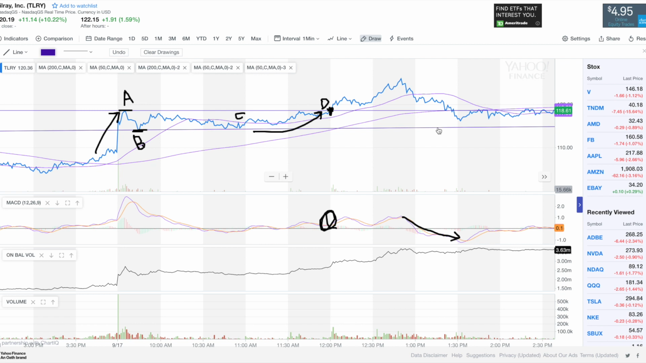I hope this was helpful. Like I said earlier, patterns are not always guaranteed to work. However, you do have a lot more things that can help you confirm that this stock will work out in your favor.